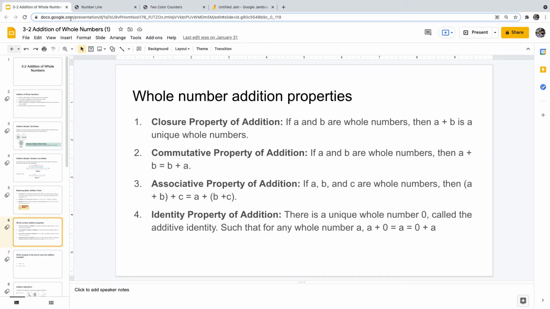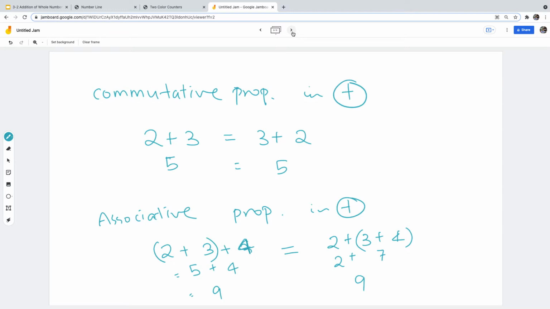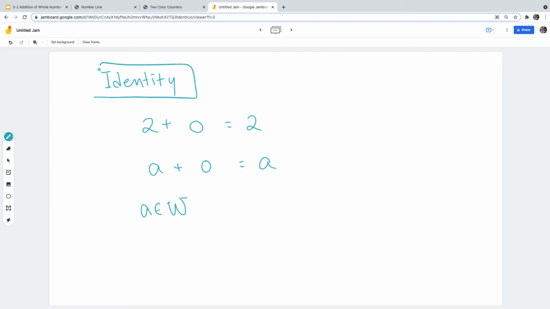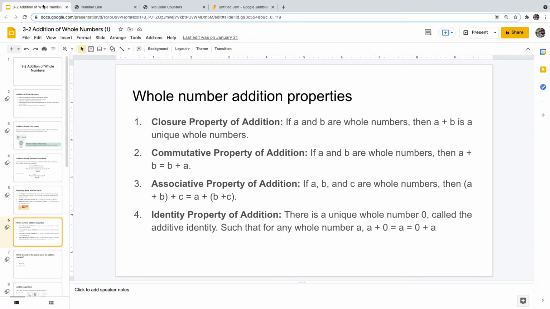What's next? Identity property. If I ask you what is your identity, what would you say? You're going to talk about yourself, right? So it's yourself. For example, if you have 2 plus something, you're going to be yourself. What do we add? Yes, when you add 0 to it, you always get yourself. So whatever number, when it is a whole number and you add 0, you get yourself. Okay, then that is the identity property in addition of whole numbers.